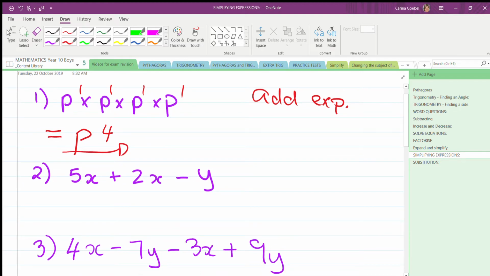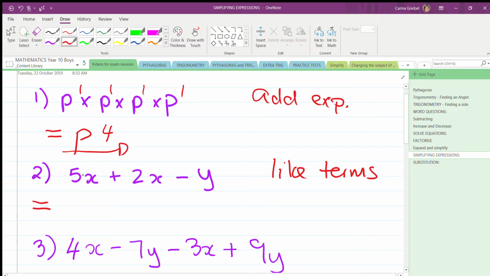Looking at the next question is different. In this case, we are adding and subtracting, so that means we have to add or subtract like terms. Therefore, we do not change any of our exponents. We just leave them as they are, and we simply group the same ones together. You have 5x plus 2x makes 7x. There's nothing to group with a y, so that just remains minus y. Please remember here the exponents don't change. We simply put the like terms together.